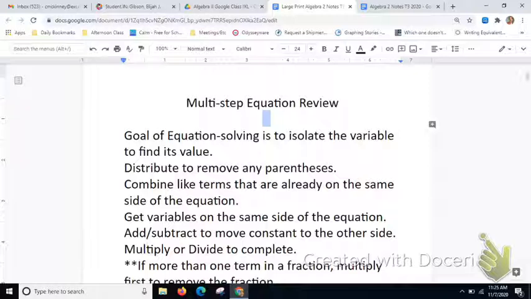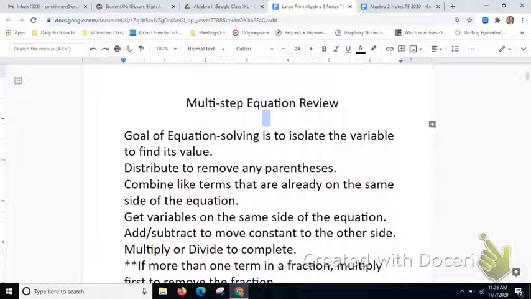So again, to do this, make sure you distribute if there's any parentheses, and combine like terms that are already on the same side. If there are variables on both sides, you need to get them on the same side by adding or subtracting them. That's where we do the same thing on both sides. Then add or subtract, again doing the same thing on both sides, to move the constant. And then multiply or divide by the coefficient. Typically, it's going to be dividing.